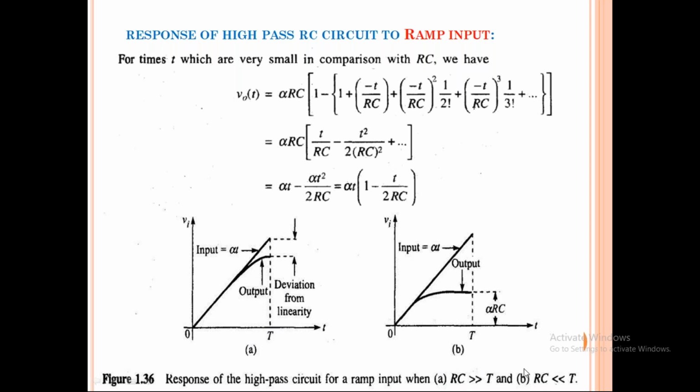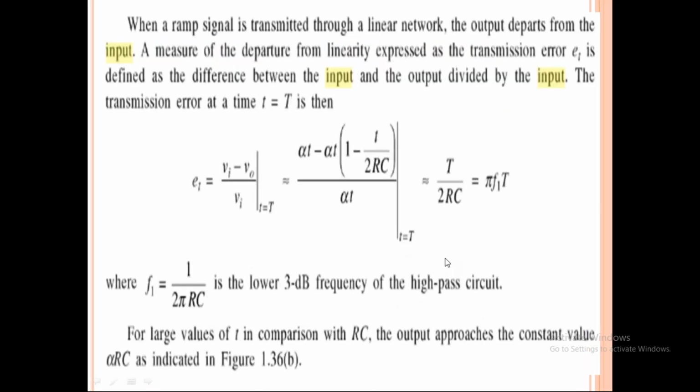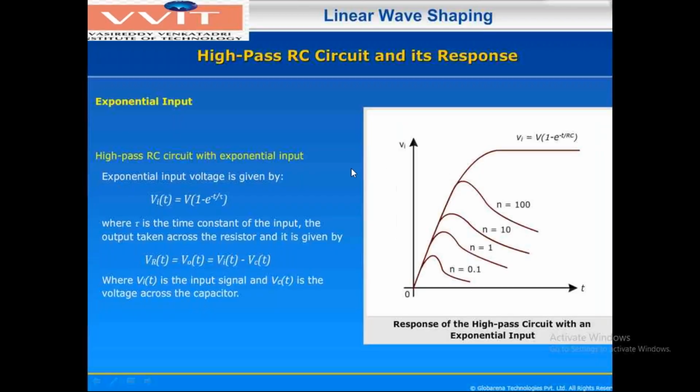Similarly, RC is far less than T condition. This is the second diagram. So second diagram equation. And next one, here we also calculate the transmission error. So transmission error is nothing but, as I already told, input minus output by input at T equal to capital T. Simplified, that answer is capital T by 2 RC. That is pi f1 T.